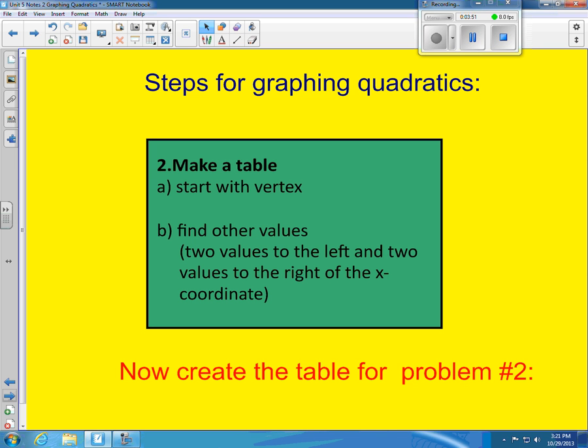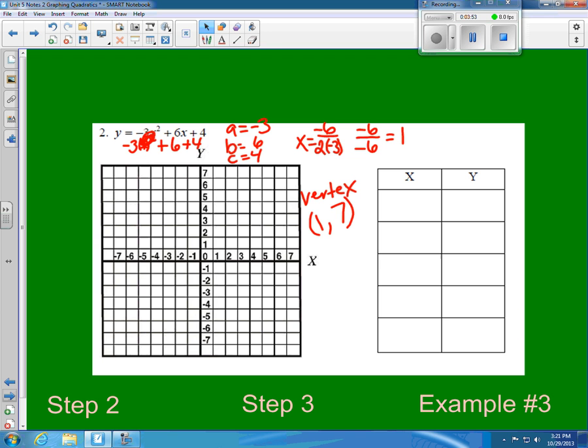Remember, pause the video if you haven't gotten those steps written down. So I'm going to plug my vertex in to my table, and it's going to be my middle one. And let's just go ahead and graph that so we can see it. Now, when I'm referring to 2 to the right and 2 to the left, so if our vertex is here with 1, 2 to the right, I'm going to do 2, and I'm going to do 3. 2 to the left is 0 and -1.